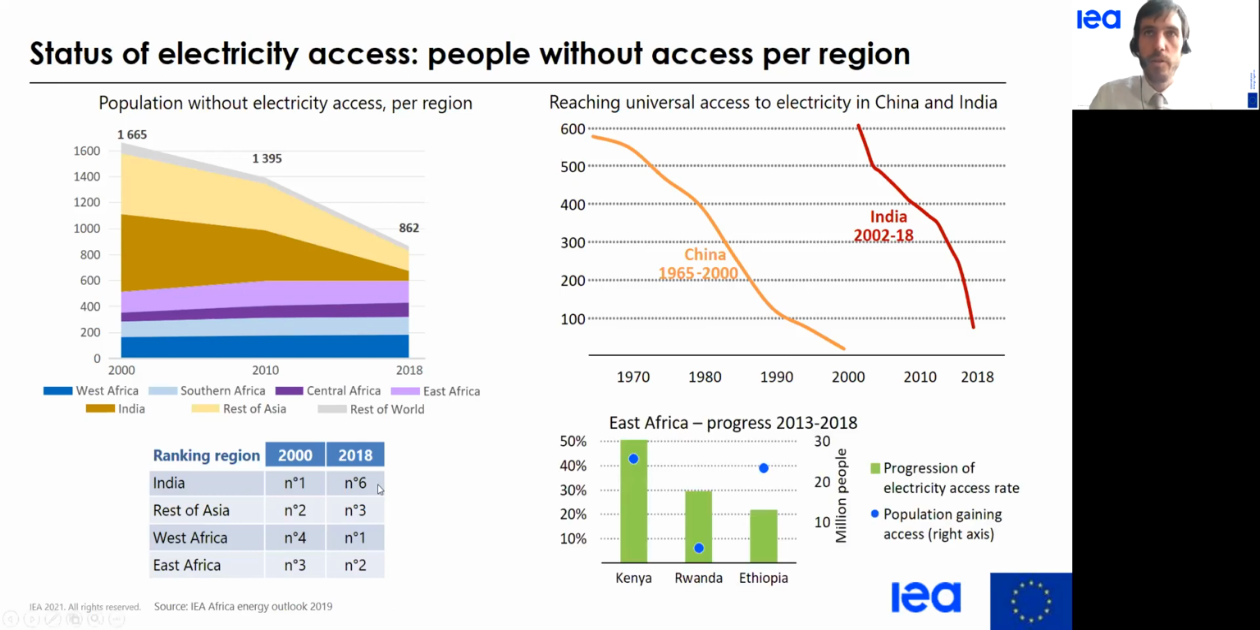And one more figure on recent progress achieved in East Africa, where you can see between the year 2018 and 2013 how much the electricity access rate increased. So in the case of Kenya, we have seen an increase by 50% of the electricity access rate, which meant 25 million people gaining access. A similar number has been reached in Ethiopia, while in Rwanda, we also have observed a very strong increase in the rate with a 30 percentage point rise in electrification rate.